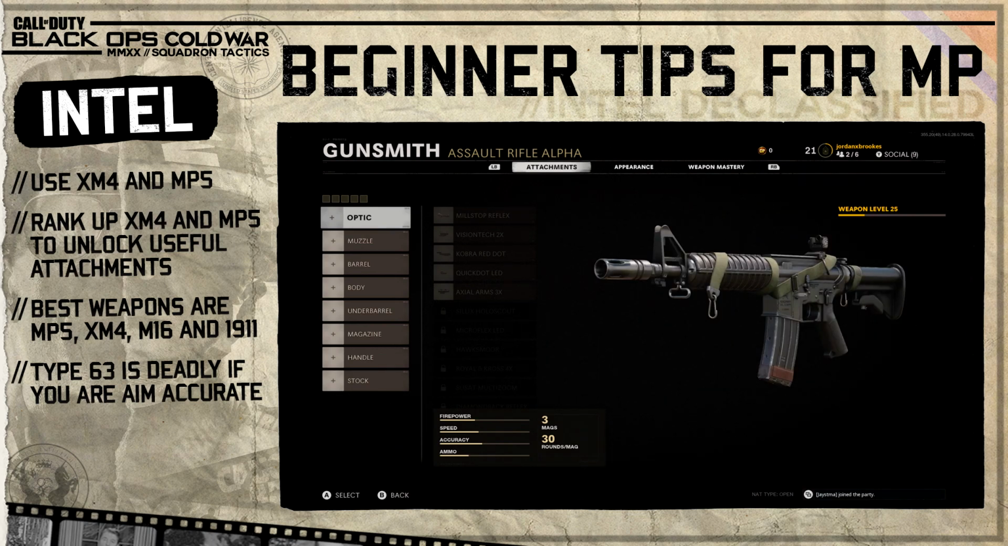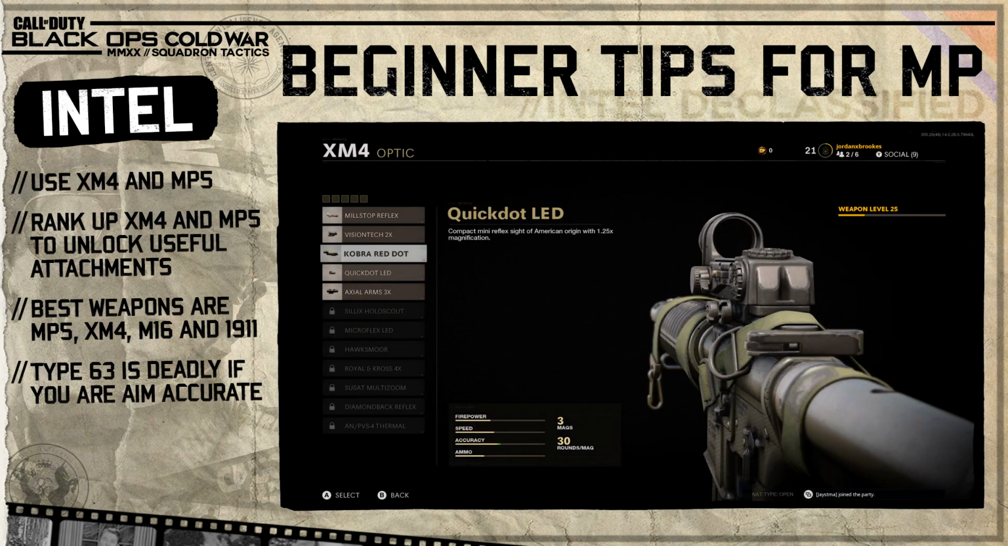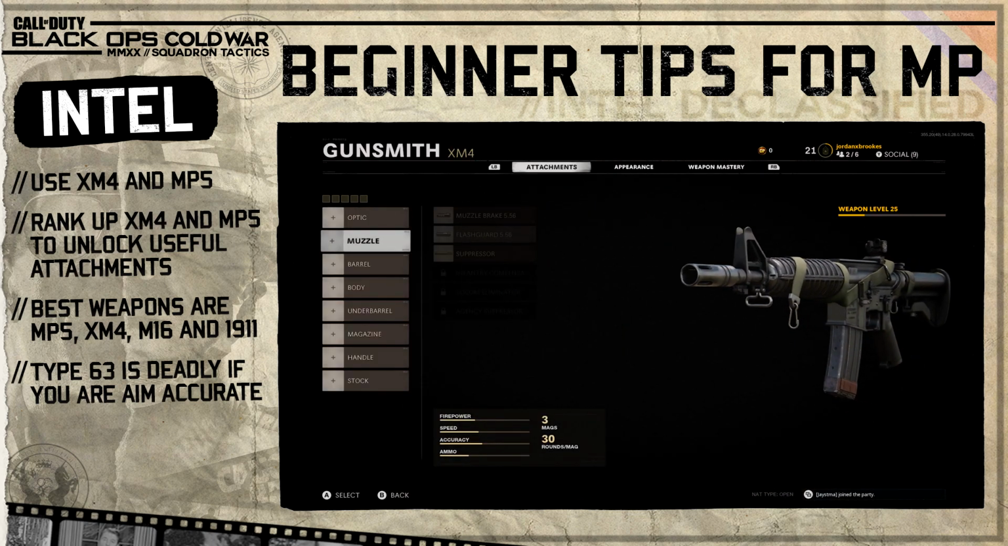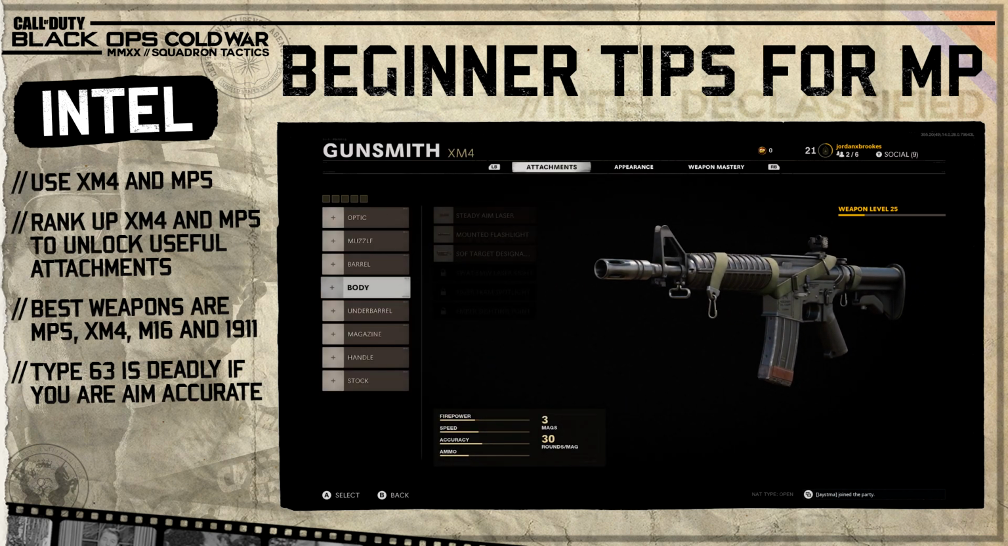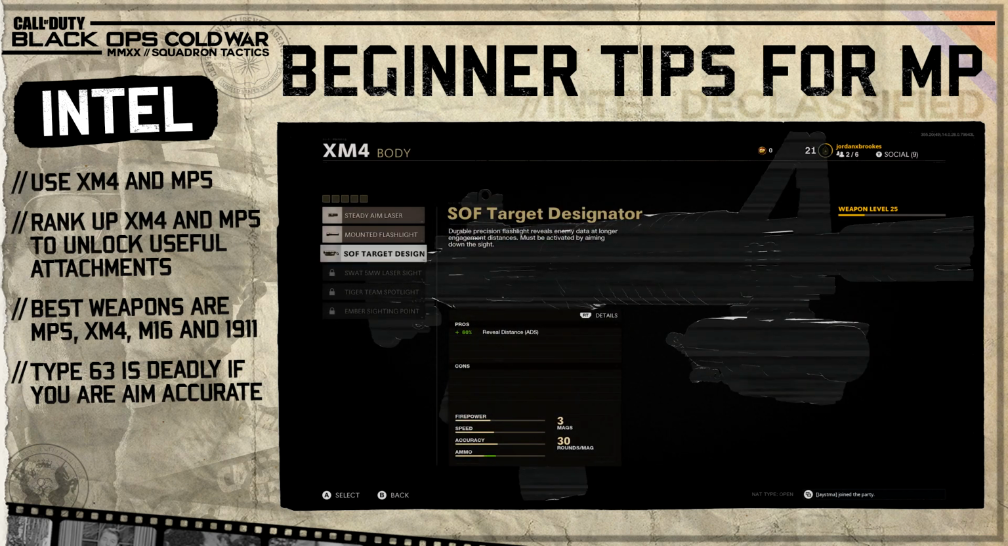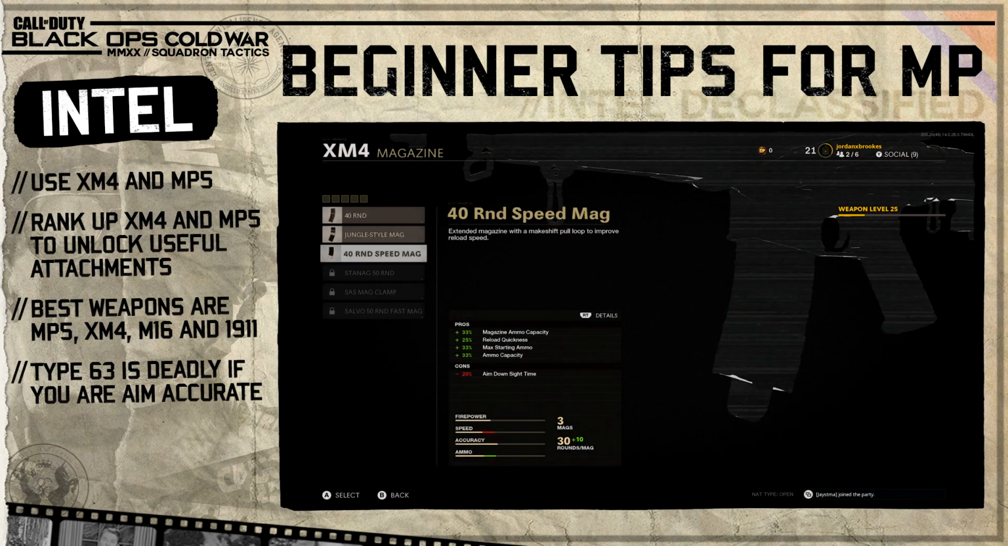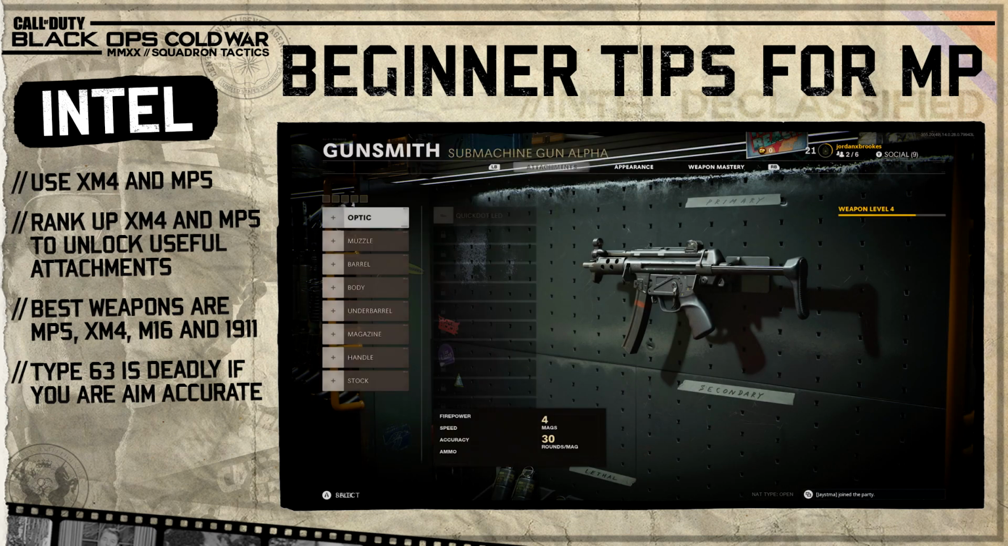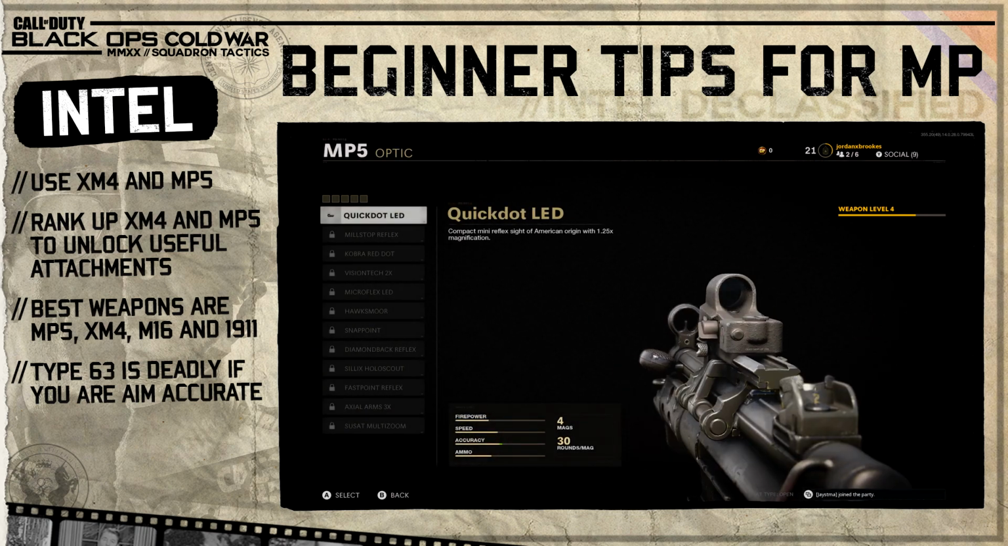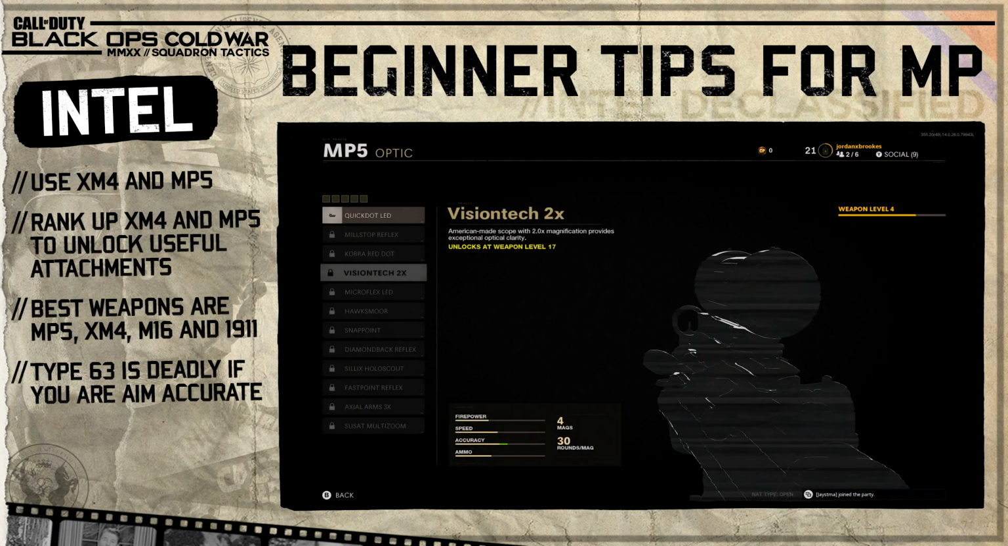Next up we're going to be talking about weapons, and for me at least I prefer to use the XM4 and the MP5. Weapon leveling in this game is quite slow, and so when you go with a weapon you really want to stick with that weapon. So my big tip is to rank up both the XM4 and the MP5, which in turn will help you unlock all the useful attachments that go with those weapons.